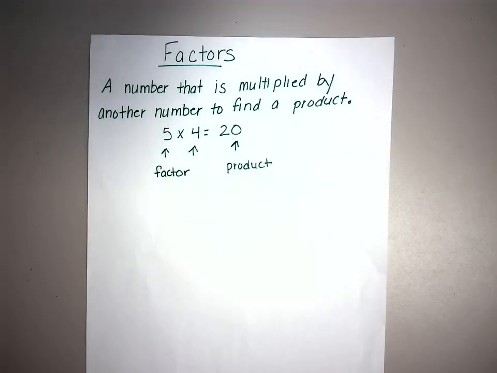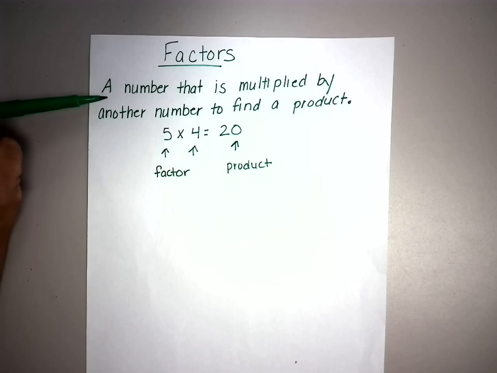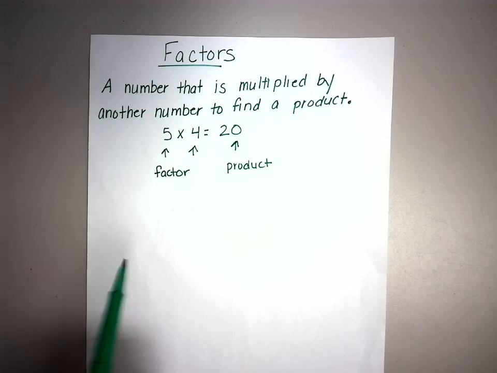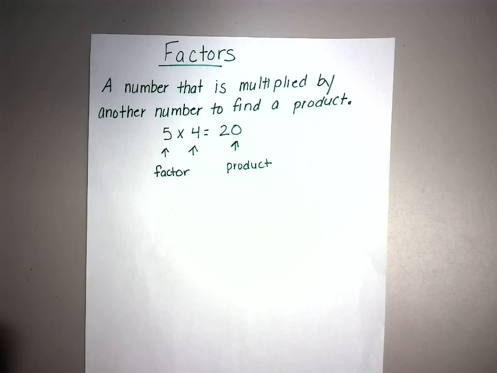So I need you to stop the video and to copy this into your notes. Please make sure you put the heading, which is factors, the title. You're going to write a number that is multiplied by another number to find a product. You also want the example and to label it.